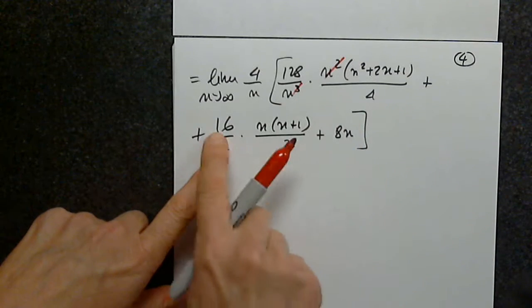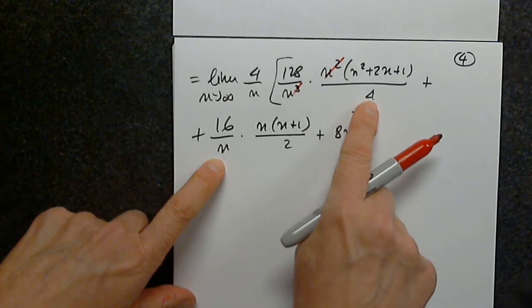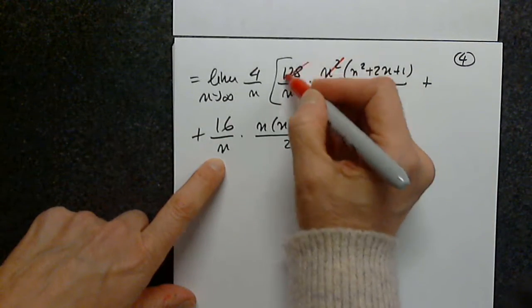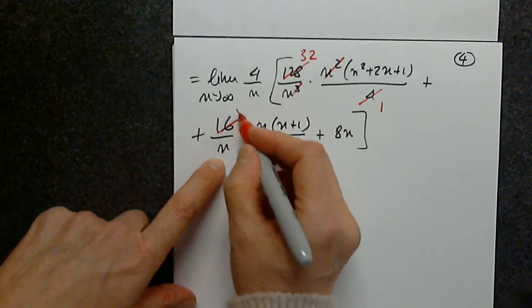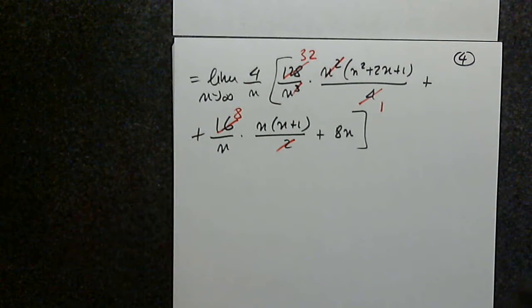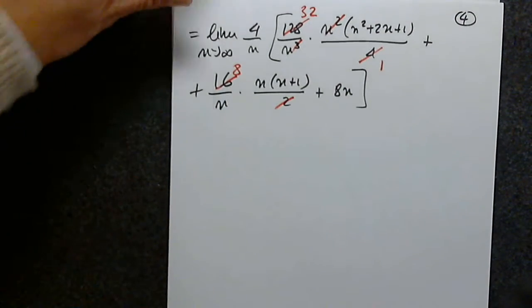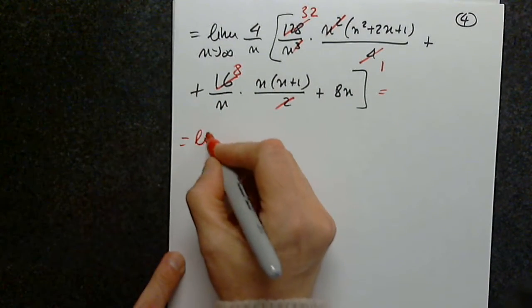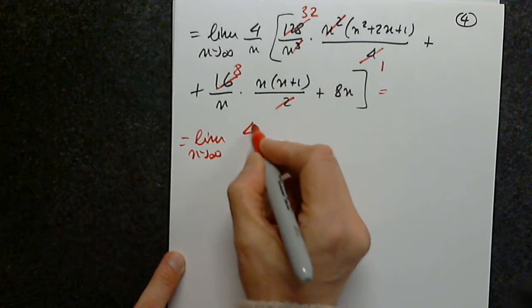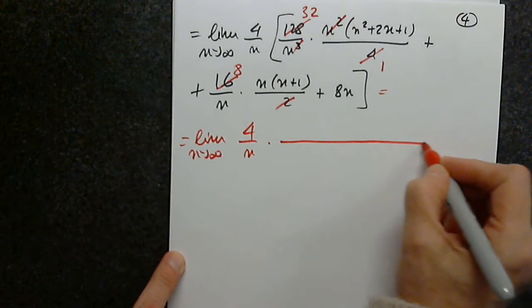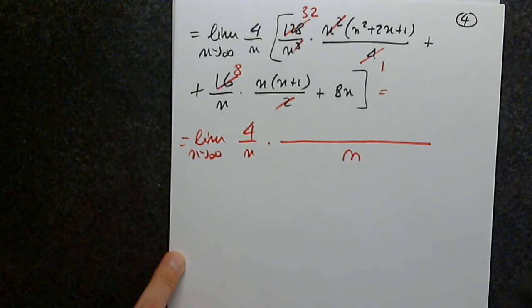So now, can I simplify the 2? Yes. Can I simplify the 4? Yes. And I will do that. So then I get 32 here, and I get 8 here. It's nicer because the denominator is only n, right? So once you do that, limit as n approaches infinity 4 over n, and the least common denominator is n.